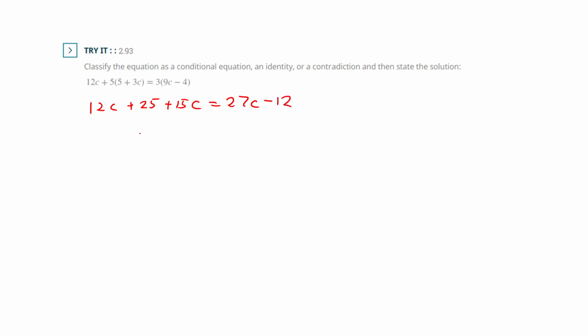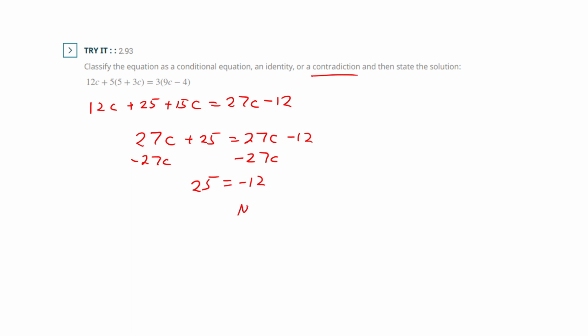All right, put this together, we get 27c plus 25 equals 27c minus 12. So I've cleaned the rooms up. Now let's get the c's back together. And they drop out. So I'm left with 25 equals negative 12, which is not telling the truth. So this is a contradiction, which means, which is the more important thing, there's no solution. There is no value of c that I could find to put into this equation that's going to tell the truth. It's going to be an answer.